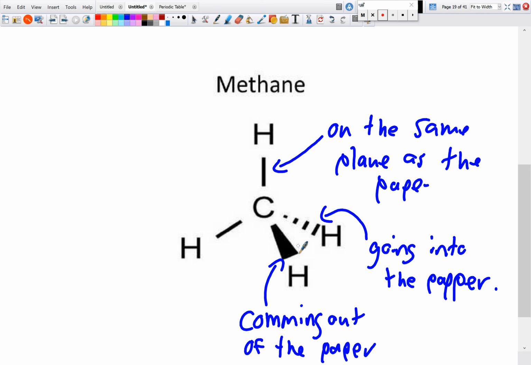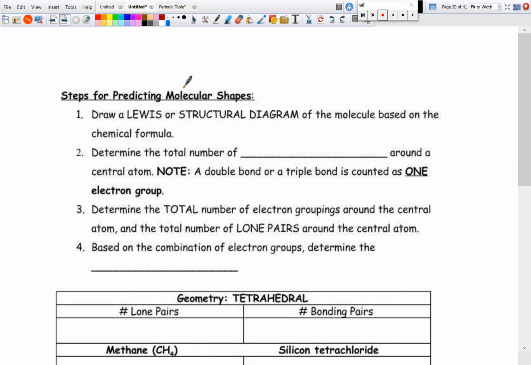All right, so we're actually going to go through right now all of the shapes. So the 5 main shapes that we're going to be looking at and how to draw them. And of course, we're going to be looking at the bond pairs and the lone pairs to figure out which ones are going to be which. So let's look at how to figure these out.